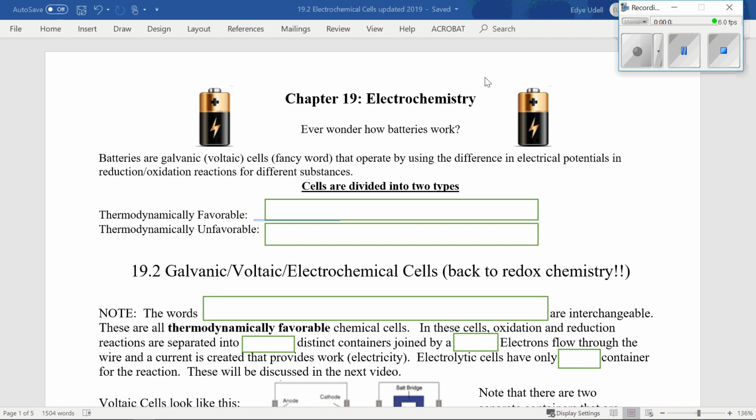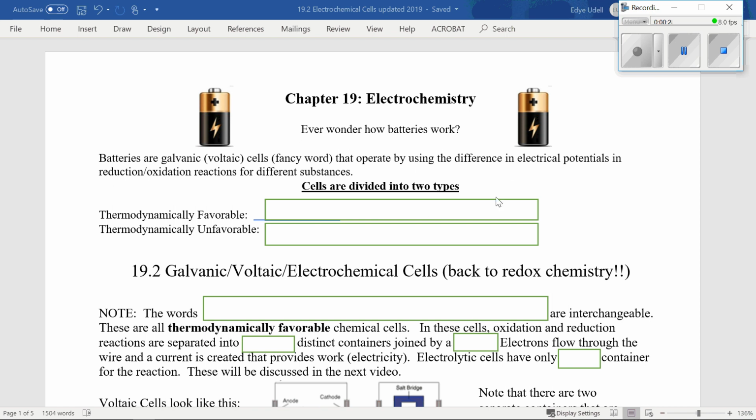Okay, today we're going to learn about electrochemistry. So when we talk about electrochemistry, we're going to be talking about batteries. And have you ever wondered how these things work? Batteries are just galvanic or voltaic cells. They operate by using the difference in electrical potentials in redox. We simplify this long reduction oxidation by saying redox reactions for different substances.